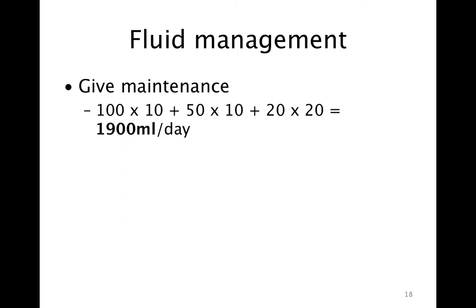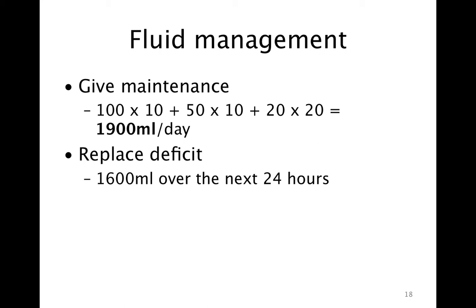As he weighs 40 kg, this will be 1000 ml for the first 10 kg, 500 ml for the next 10 kg, plus 20 ml multiplied by 20 kg, which is a total of 1900 ml of normal saline or similar for the next 24 hours. He also needs the fluid deficit replacing, which will be an extra 1600 ml over the next 24 hours.